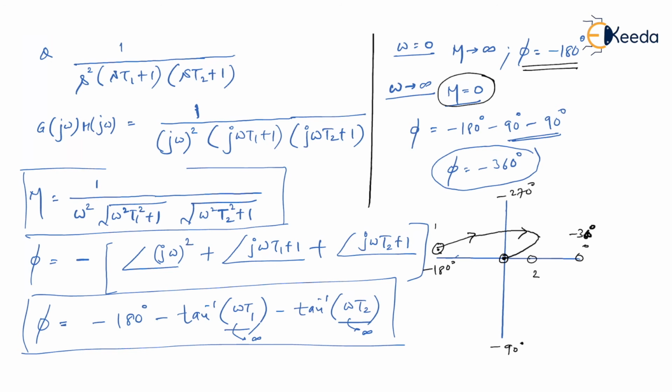So that's it. This is the final polar plot. I'm sure now you have understood this. Over here also we have an intersection point. This polar plot is crossing minus 270 degree. Again we are interested to find the value of omega. Again you have to follow the same procedure.